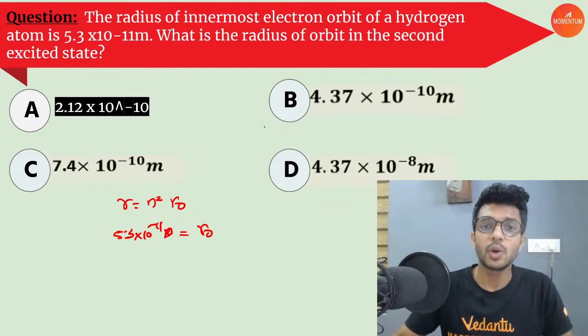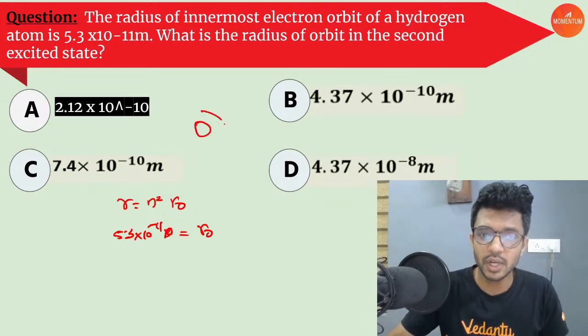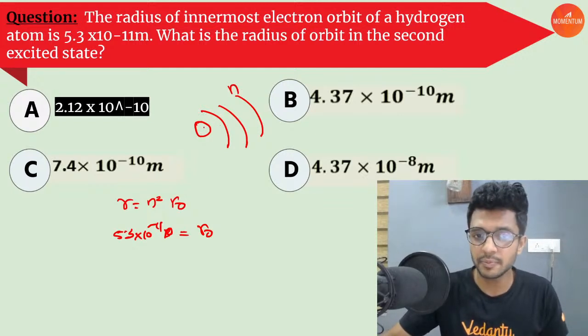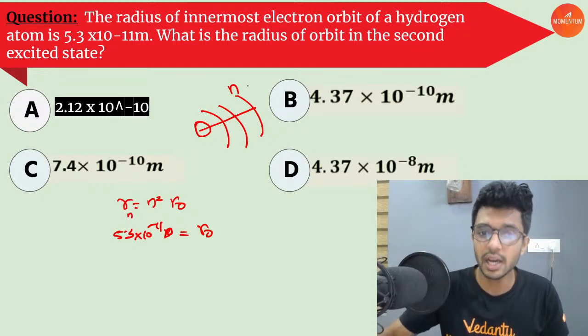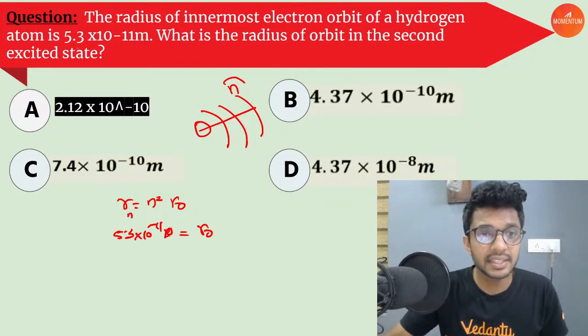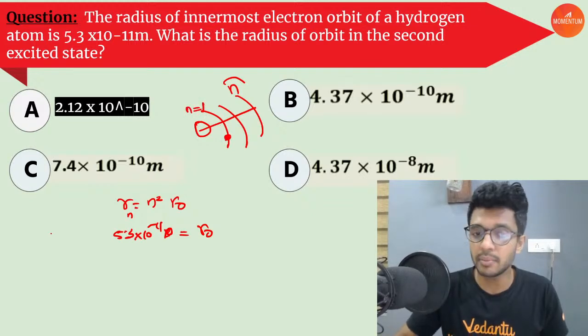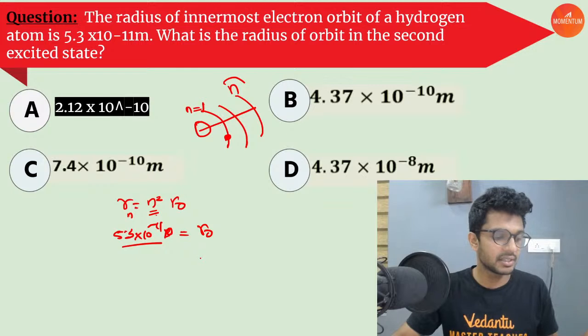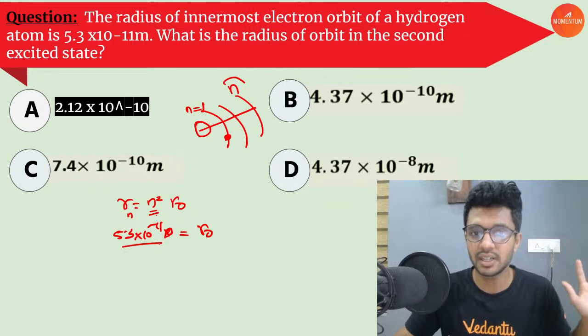Okay, so the radius, this is the nucleus, first orbit, second orbit, third orbit. Let's say this is the nth orbit. The radius of this nth orbit, Rn, is given as n square into r naught, where n is the orbital number. Here it is given that for the innermost orbit, where the orbital number is equal to 1, the radius is 5.3 into 10 power minus 11. This is what is given, right? Simple. I have just applied the values given in the question.